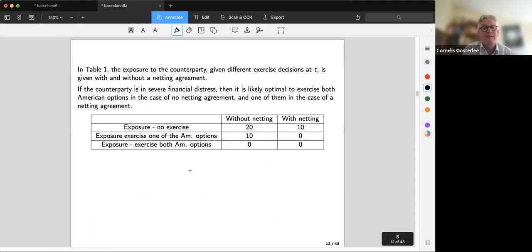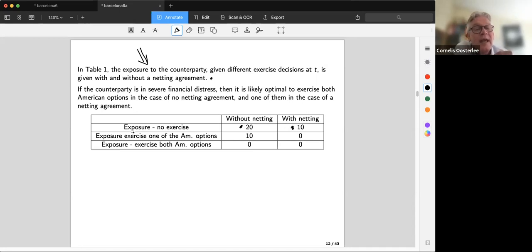Now we have a table and see what happens. So let's look at the exposure to the counterparty given different exercise decisions at time t, with and without netting. So without netting, what we would lose if the counterparty would go into default is 20, because it's the 2 American options. There's no netting, so we don't look at the -10. So there are the 2 American options, we would lose 20. With netting, we can look at all our exposures to the counterparty. It's 10 plus 10 minus 10, which would be 10.